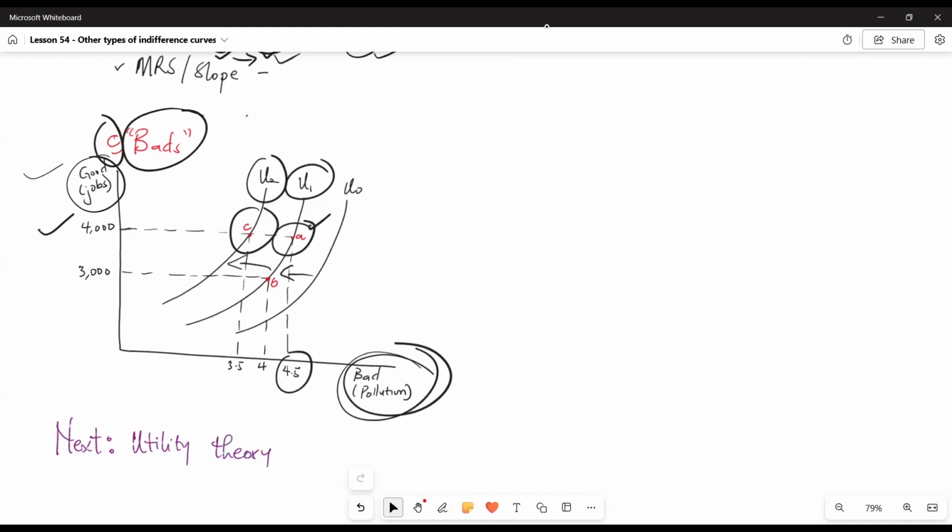So this is all that we have in our lesson on other types of indifference curves. Our next lesson will be on utility theory, which is assigning numbers to indifference curves.